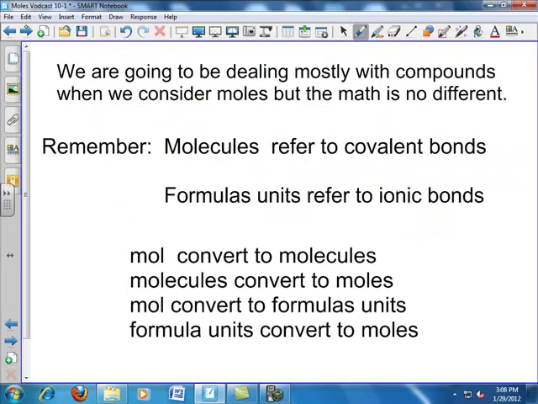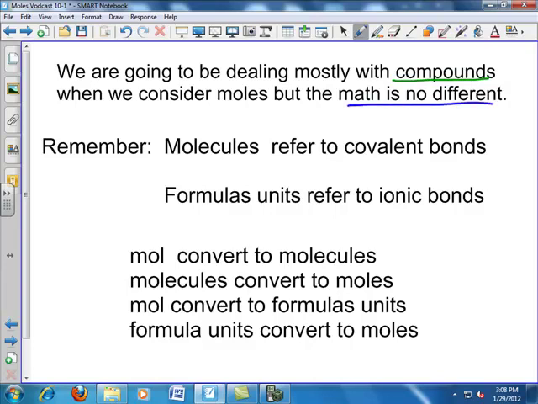Now, what's going to happen is we are mostly going to be dealing with chemical compounds. Okay? That's kind of why we did the last chapter. We are now writing formulas. We're not going to be dealing with atoms of any particular element. But when we do this, the math is no different.